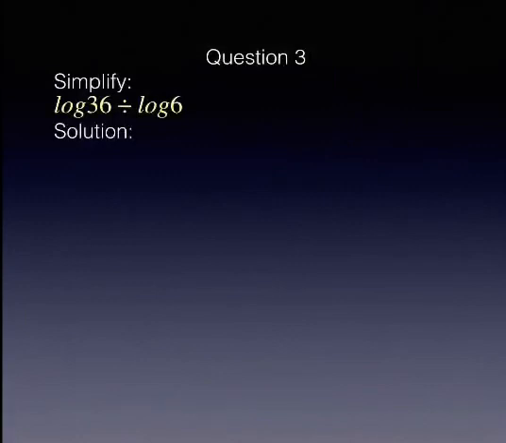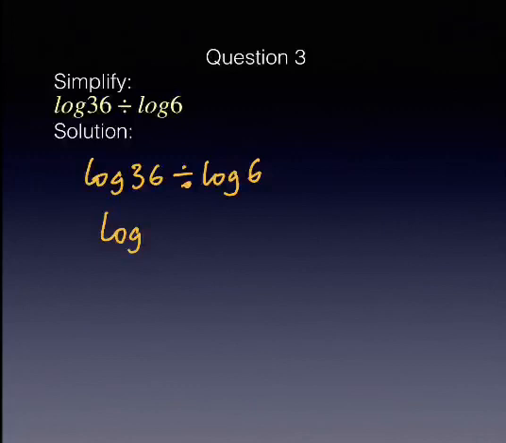All right. So how do we simplify this? Let's check out. Log 36 divided by log 6. If I check on 36 there, yes, that is my argument. So 36 can be expressed in exponential form like this, 6 to the power of 2. Then divide by log 6.